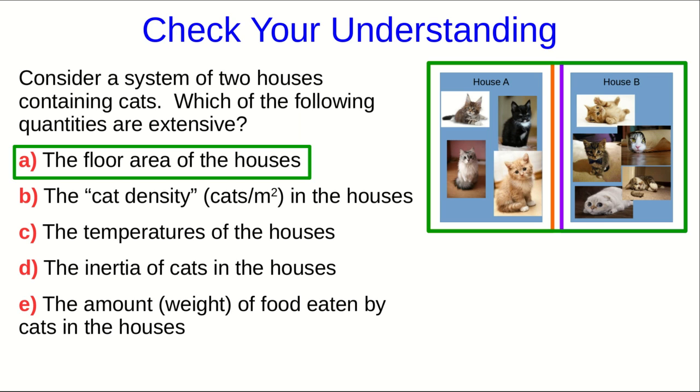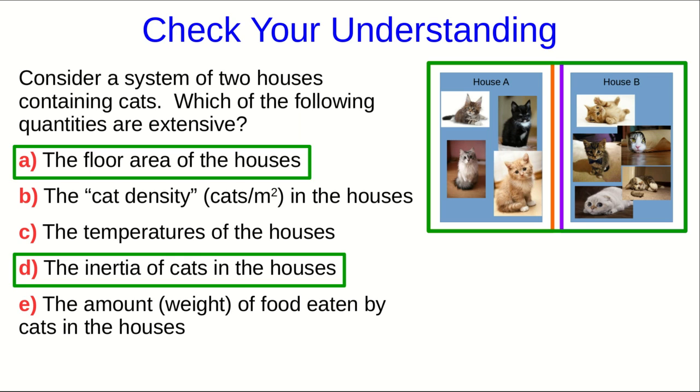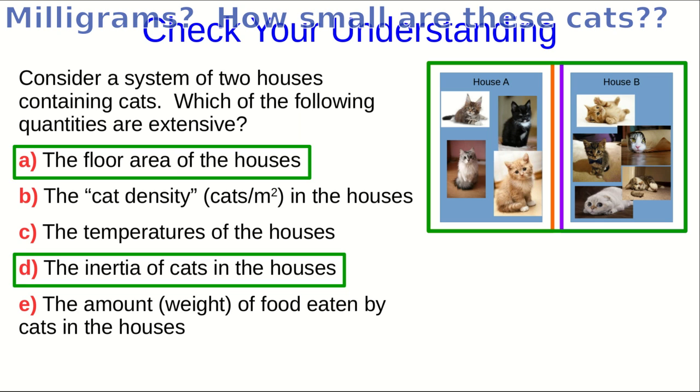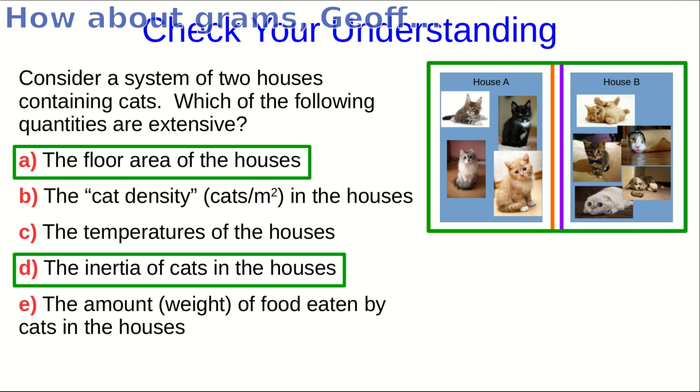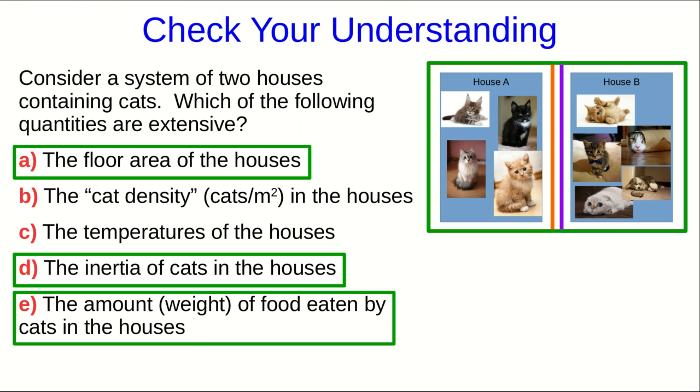Similarly, if there were, say, 20 kilograms of cats in one house and 30 kilograms of cats in the other house, then I think you see that it makes sense that the system's inertia of cats would be the sum of those, 50 kilograms. That's extensive as well. And if the cats in one house eat 500 milligrams of food in a day and the cats in the other eat 600, then I think it's clear that the total for the system would be the sum of those, 1.1 kilograms. That's extensive as well.